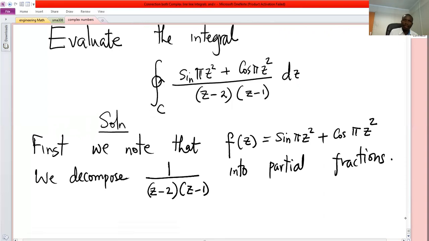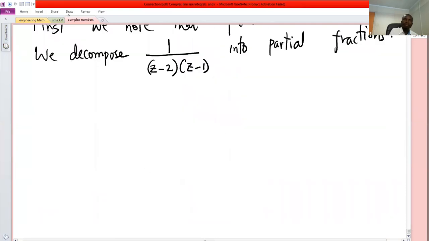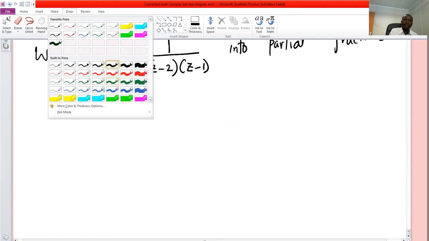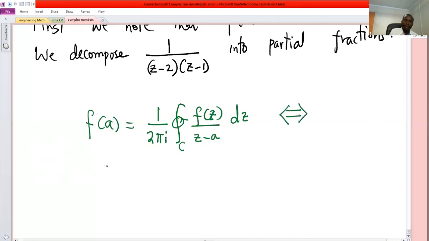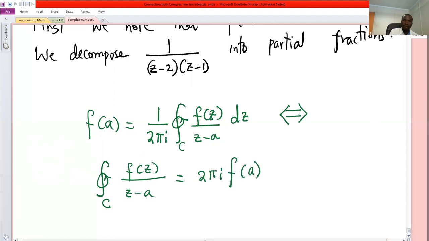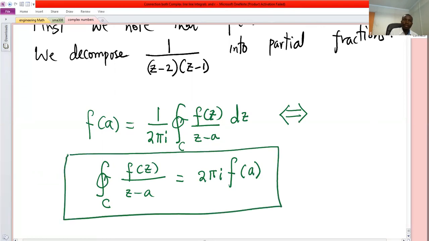Remember, what is motivating us to say this is because we know that Cauchy's integral formula states that f at a is 1 over 2 pi i integral f of z over z minus a, and then dz. So you just need one fraction here, which is linear. So we have to do decomposition into partial fractions. And so you should be able to tell that from this formula, the integral along C of f of z over z minus a, just cross multiply, you'll have 2 pi i times f at a. So this is really what we need to use to find the value of the integral.